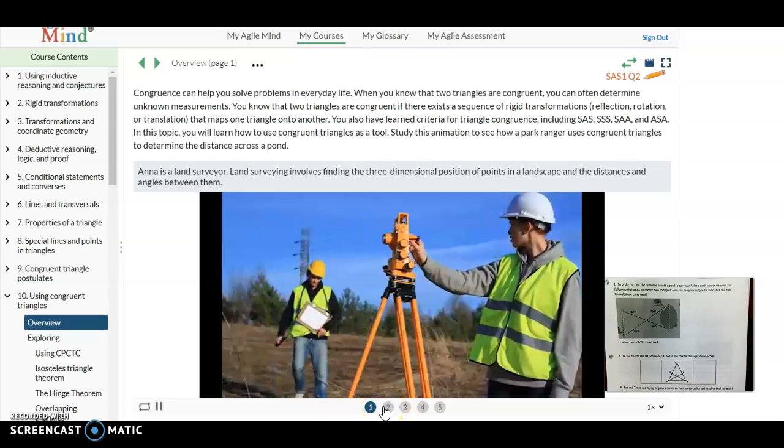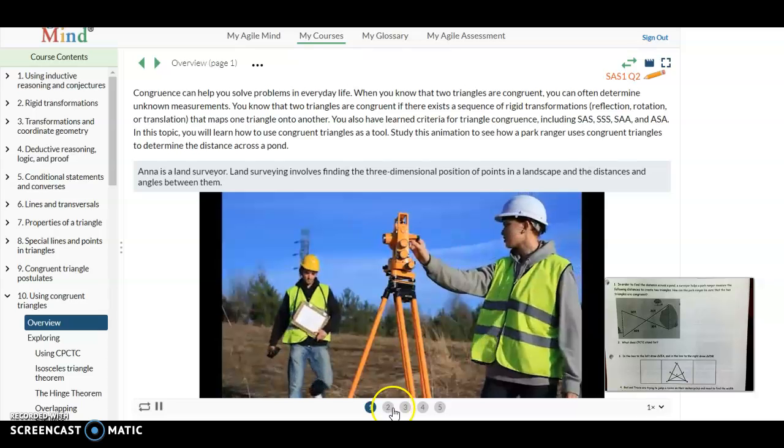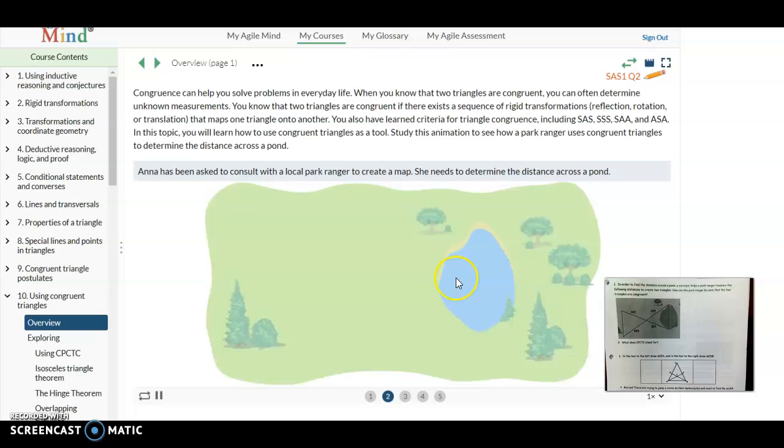Land surveying involves finding the 3-dimensional position of points in a landscape and the distances and angles that are between them. So Anna's been asked to consult with a local park ranger and to create a map. She needs to determine the distance across the pond. Now, obviously, she could either swim or get in a boat and find that distance across the pond directly. But what we're looking at is indirect measurement, how to find the distance across without directly measuring it yourself.